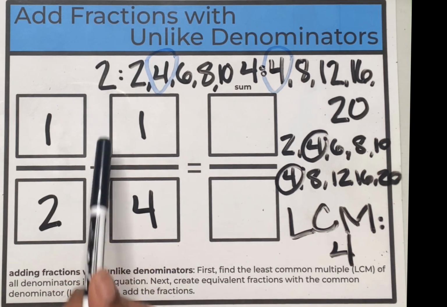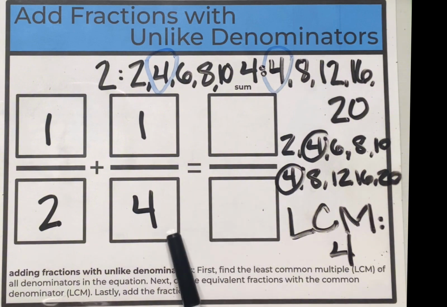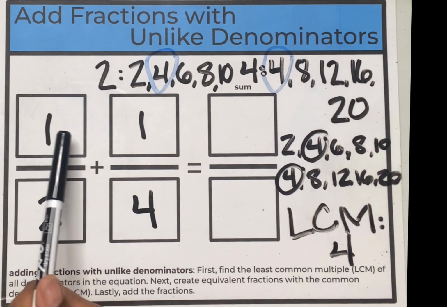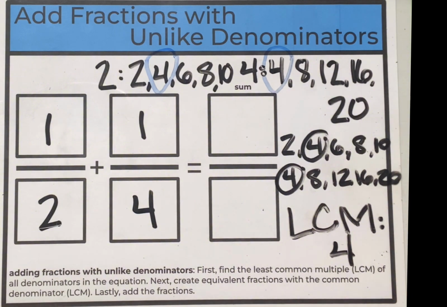We already have fourths right here. So we don't need an equivalent fraction for 1/4. We need an equivalent fraction for 1/2. That's the fraction that we'll be creating an equivalent for. All right, let's do that.